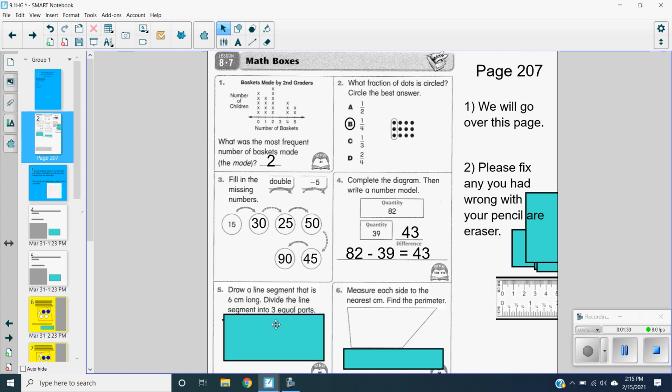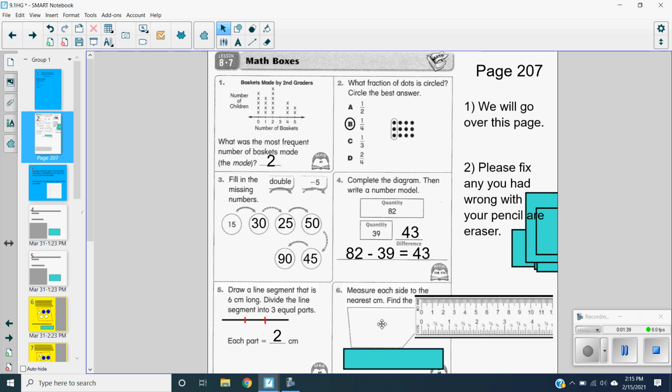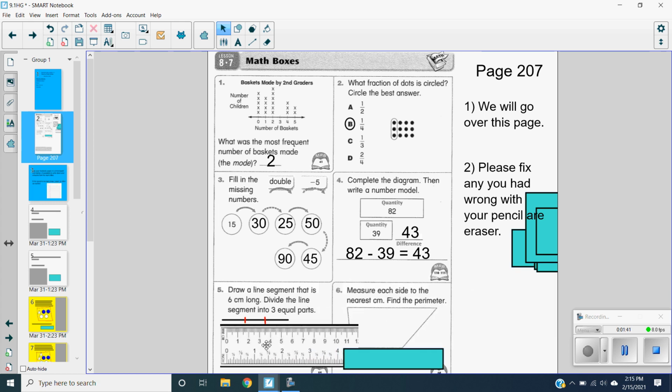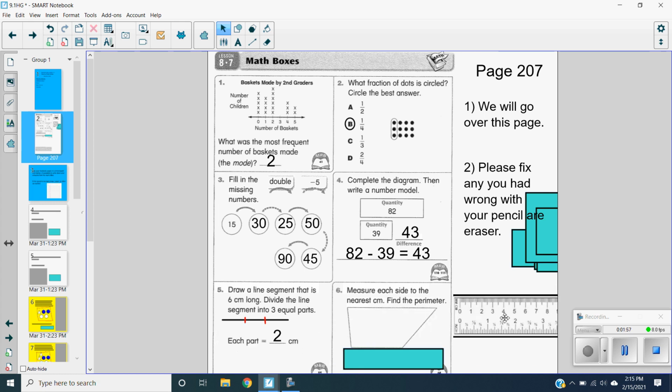For question 5, draw a line segment that is 6 centimeters long. Divide the line segment into 3 equal parts. So you can see with my ruler or template, I first drew a line that was 6 centimeters long. Now I know that if I was dividing 6 into 3 equal parts, each part would need to be 2 centimeters long. So I made a red line at the 2 and a red line at the 4. So each part is 2 centimeters long.